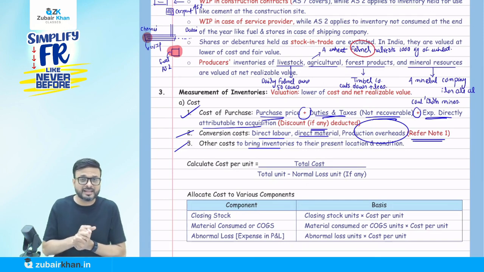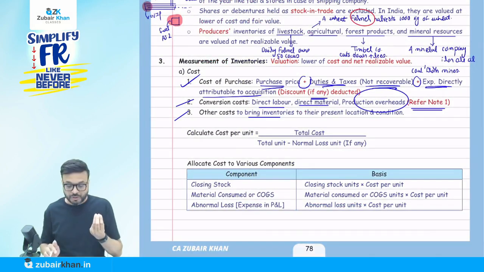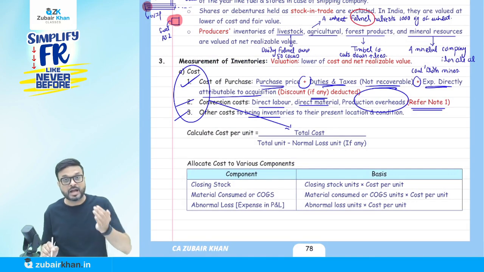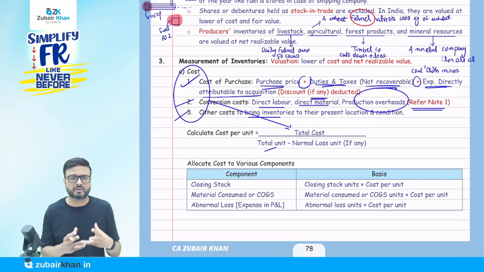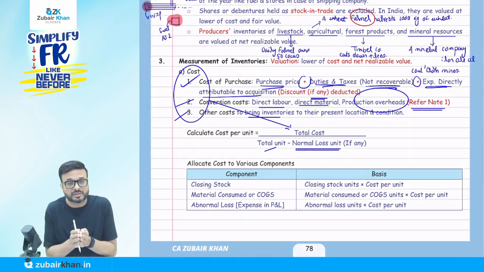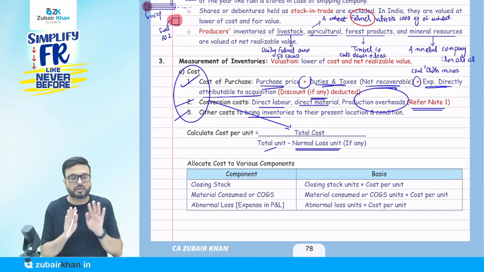Now, what happens in the examination? We have to calculate cost per unit. So this will be the total cost. You write down the total cost and divide it by the total number of units that you have manufactured or purchased, minus the normal loss units, if any. Because the normal loss amount is going to be borne by the remaining quantity. We don't record normal loss in the books of account.